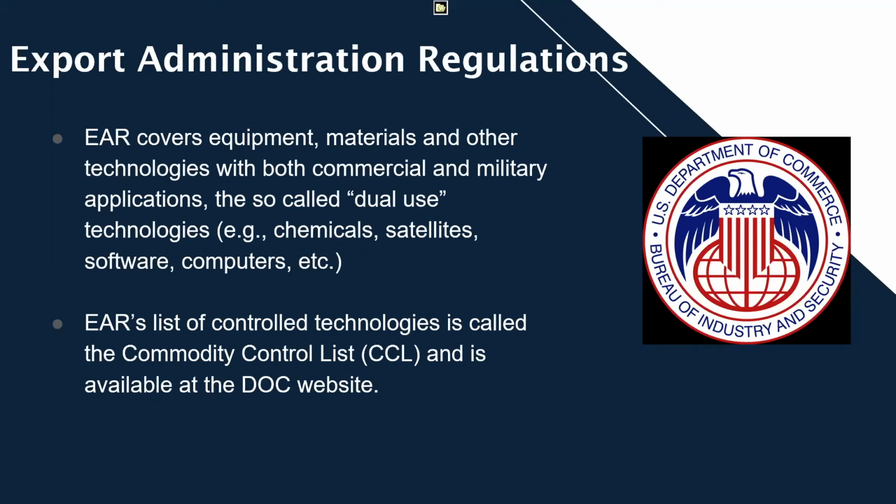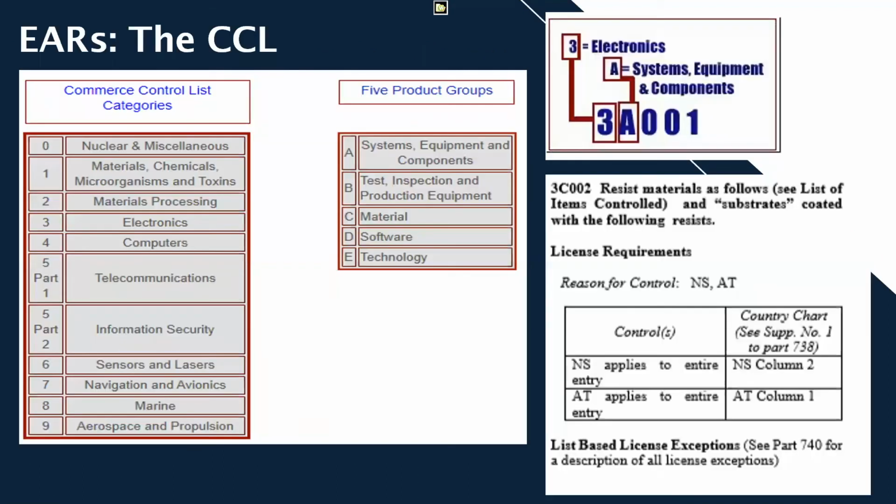And basically, there's this CCL list, Commodity Control List, where you're going to try to do the same type of analysis that you did with the USML and try to fit your item within that list. And so here's the CCL. So the Commerce Control List, when you go on the Department of Commerce website and you Google CCL, you're going to see a list over here on the left-hand side of 10 areas.